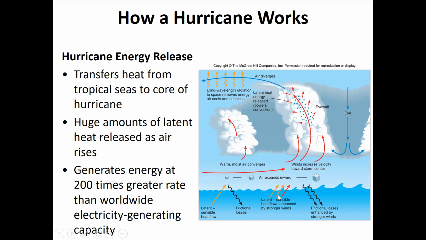So the amount of heat being transformed from one form, heat in the ocean, to another form, the kinetic energy of the wind, the motion of the wind. It's significant. It's one of the most powerful heat engines on our planet, if not the most powerful heat engine on the planet.